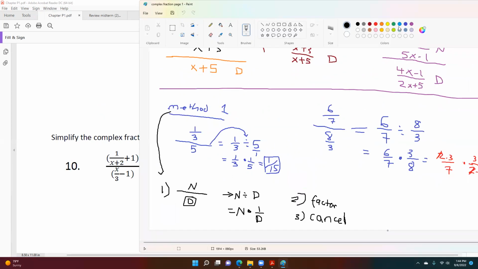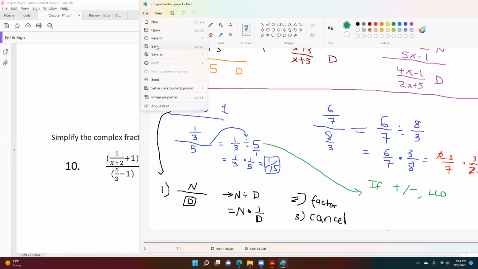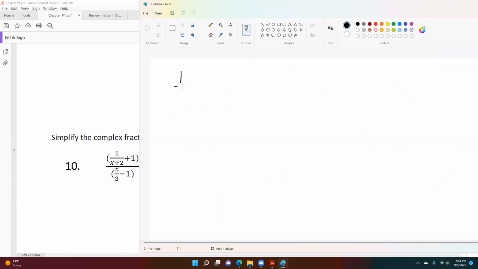Let me give you another. If you have addition or subtraction, you have to find the LCD in this case before you start doing steps 1, 2, and 3. I will show you what that means here. For example, let's say I use numbers again: 1 over 4 plus 2 over 5, divided by 1 over 3 minus 2.